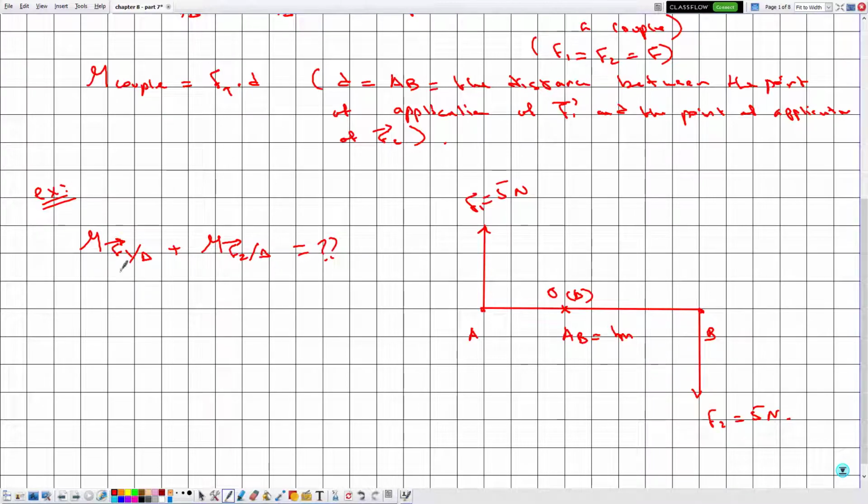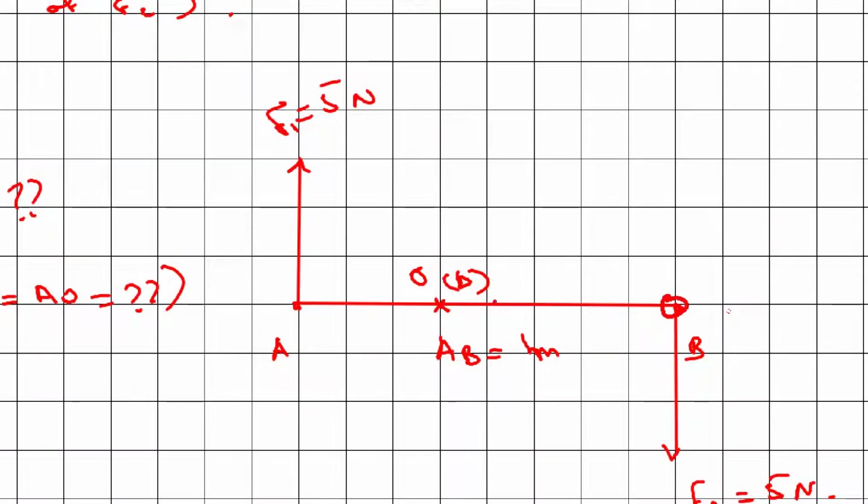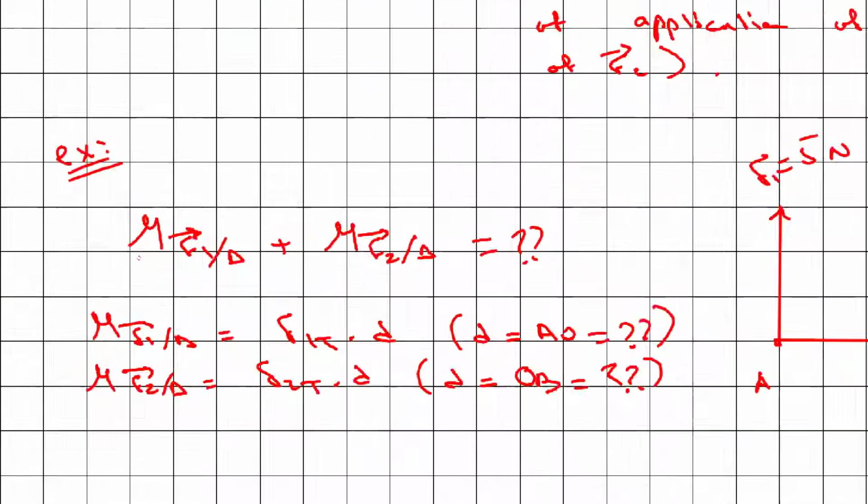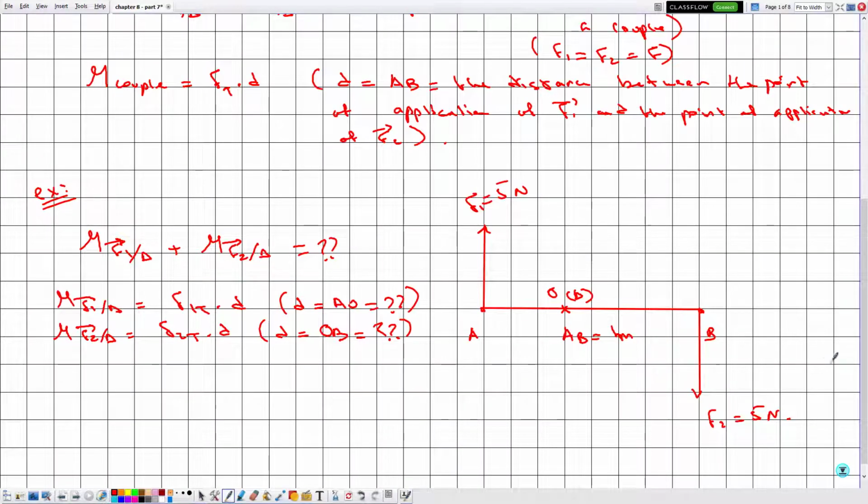Now in order to calculate each one, we can say that the moment of the force F1 over delta is equal to F1 tangential multiplied by the distance T, but in this case the distance T is equal to AO, but we don't know AO. Similarly, if you want to calculate the moment of the force F2 on delta, it is equal to F2 tangential multiplied by the distance D. D is equal to the distance from the point of application to the axis of rotation, which is equal to OB. So one cannot calculate the sum of these two moments using the traditional method.